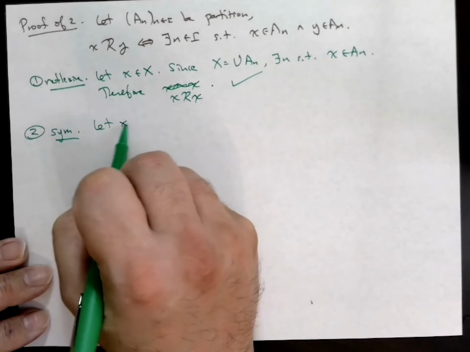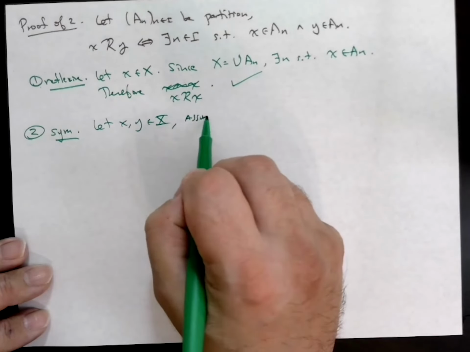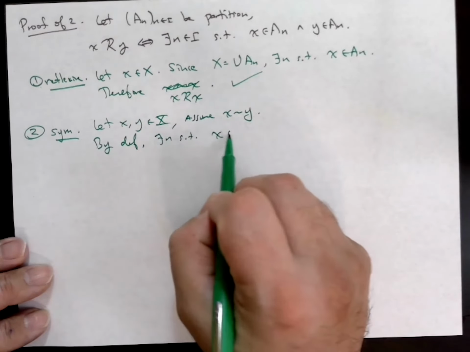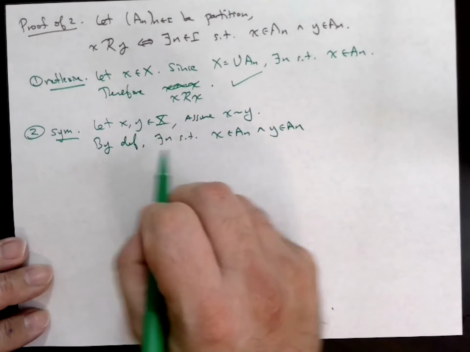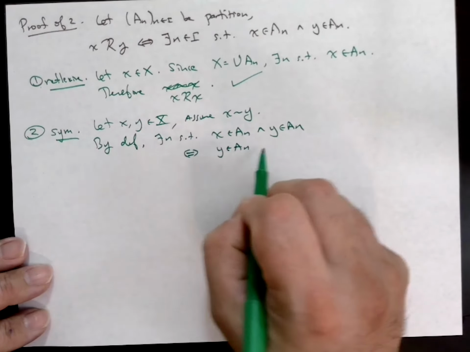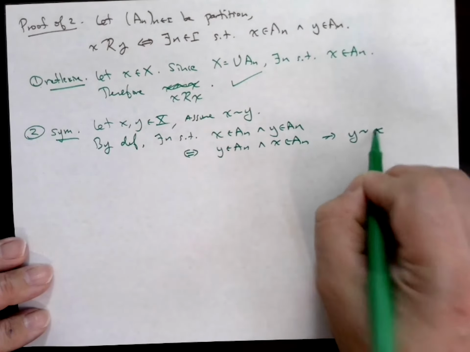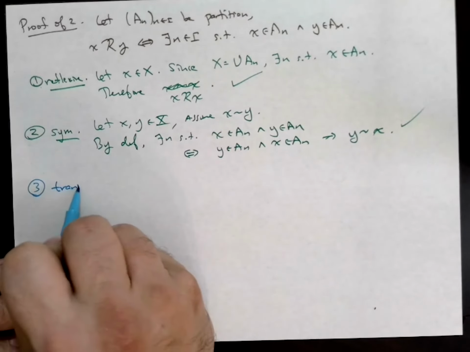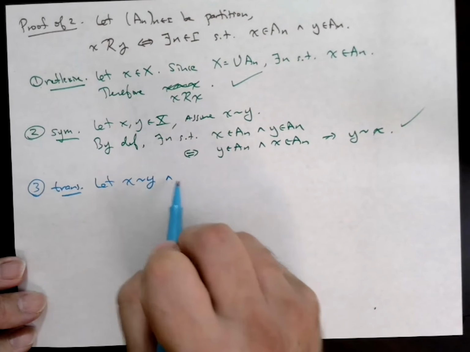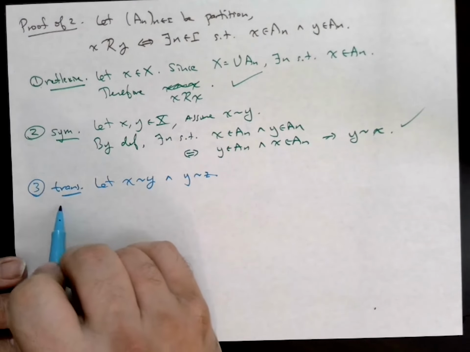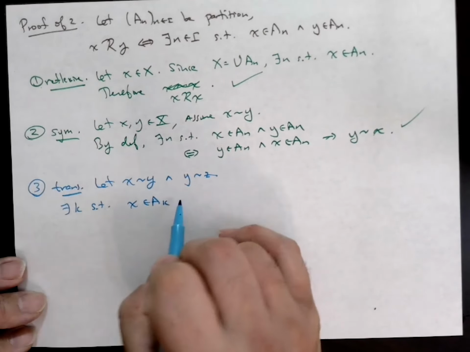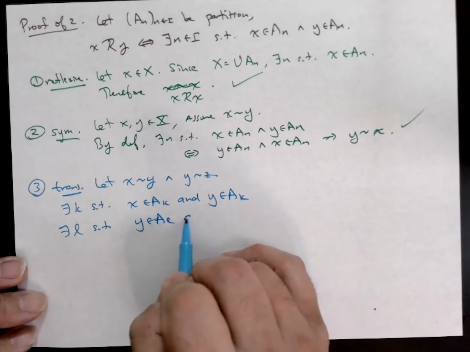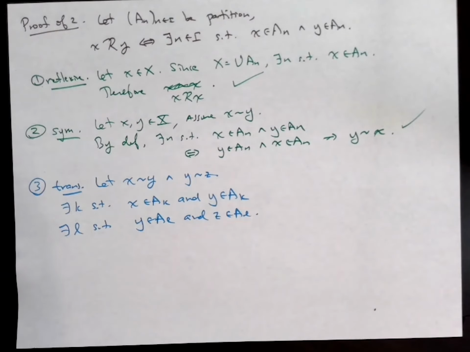Let x relate to y and y relate to z. So if x relates to y, that means there's some k such that x is in A_k and y is in A_k. If y relates to z, there's some l such that y is in A_l and z is in A_l. Notice that y is both in A_k and in A_l. But remember that this collection forms a partition. What that means is if these two sets have a non-empty intersection, they must be equal. Therefore, A_k exactly equals A_l, which means that x, y, and z are all in A_k or all in A_l.